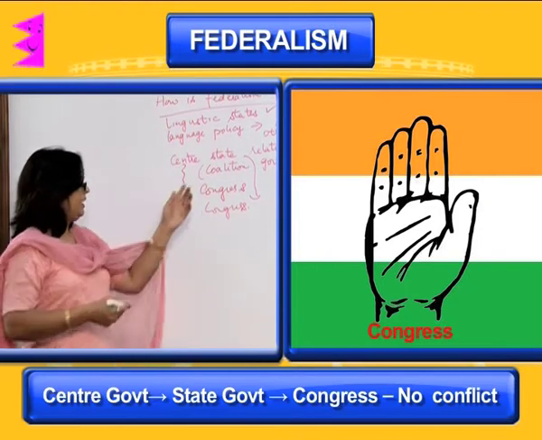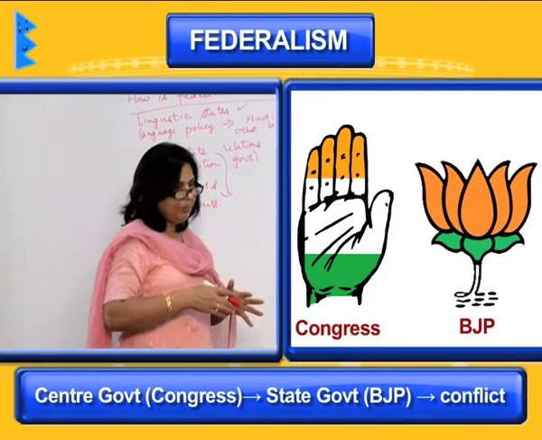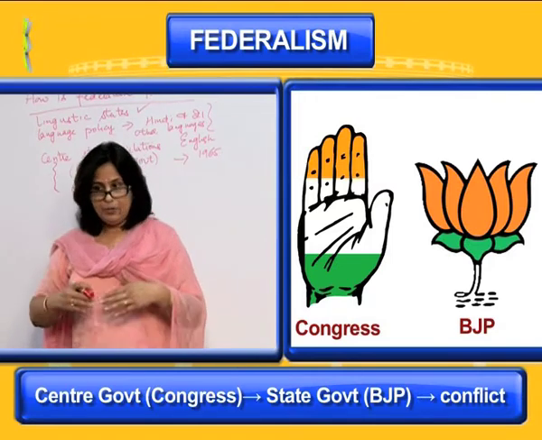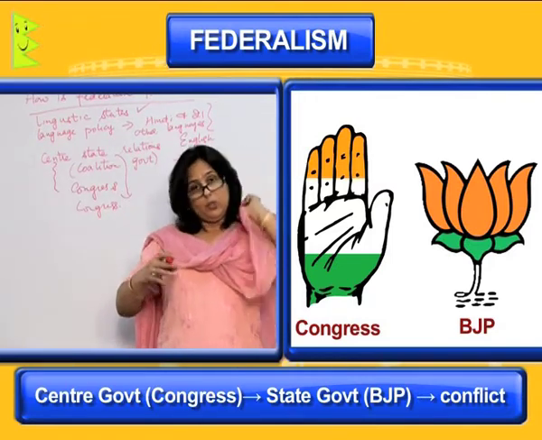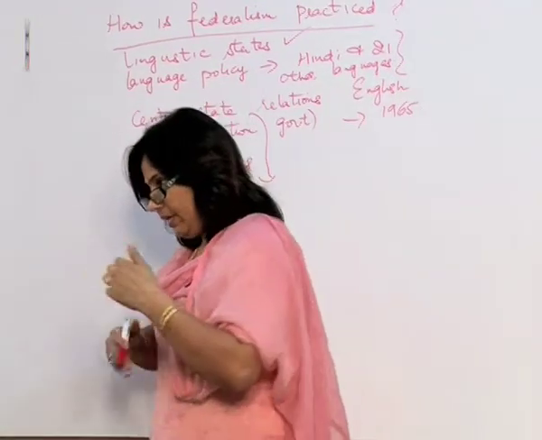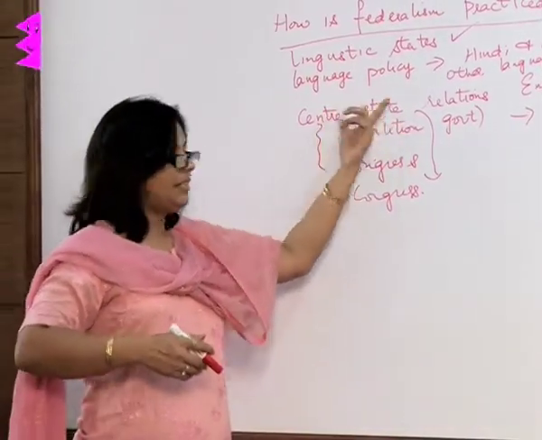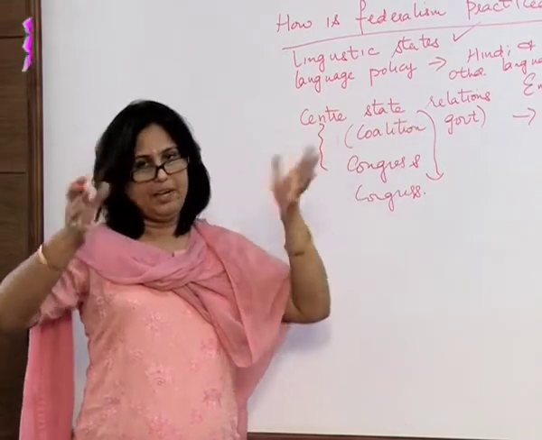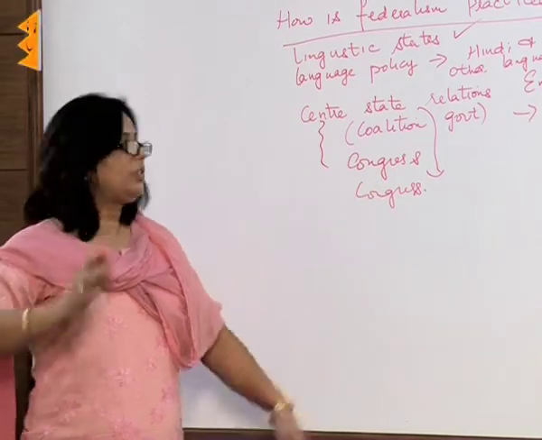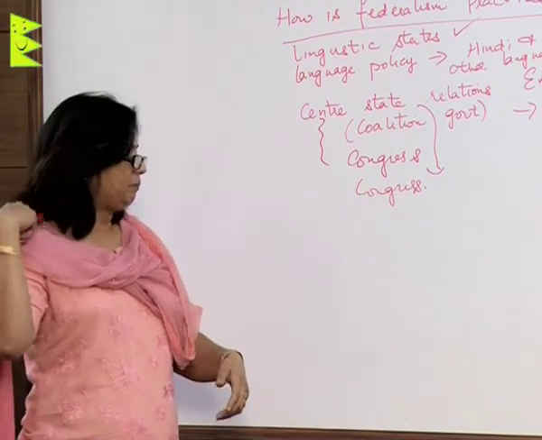But what happens if there is a Congress government in the center and there is a BJP government in the state? Then there are going to be differences of opinion, then there are going to be clashes. So, when we are able to resolve these clashes, when we are able to actually run the government successfully in spite of the fact that the center and the state have different political party governments, that is the real good functioning of democracy.